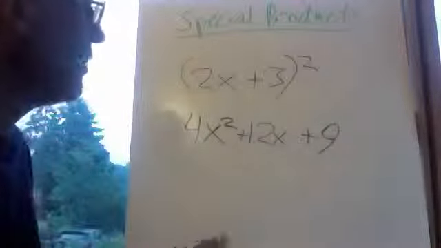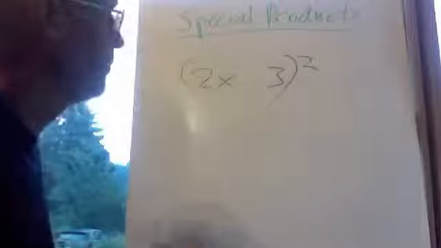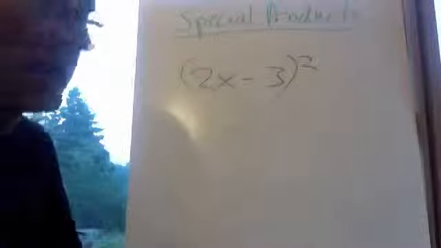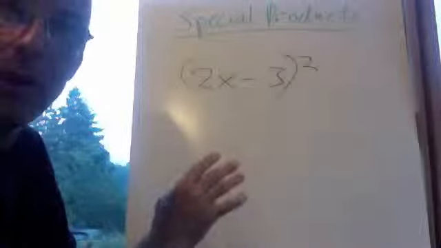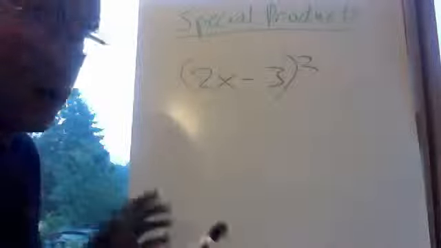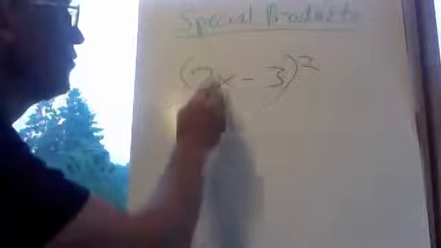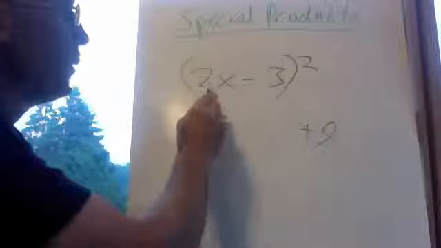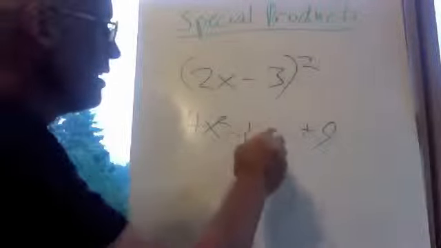Can you see that the same thing is going to happen if we had this subtracted? It's essentially the same thing. You can, again, if you're uncomfortable with this, write it out and do FOIL, or you can do the special way. Square the first one, square the last one, multiply the two together and double it. Now it gives you negative 12x. Okay?